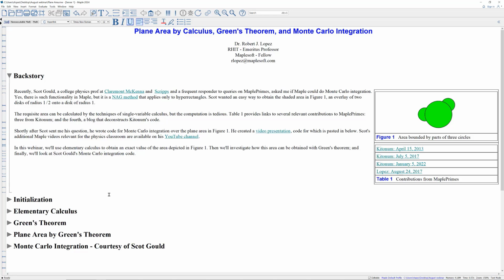So at any rate, I'm going to show you this stuff that Kitonum provided using Green's theorem. I will also show you how I calculated the area with basic calculus. Then I'm going to take a look at Scott Gould's Monte Carlo code.